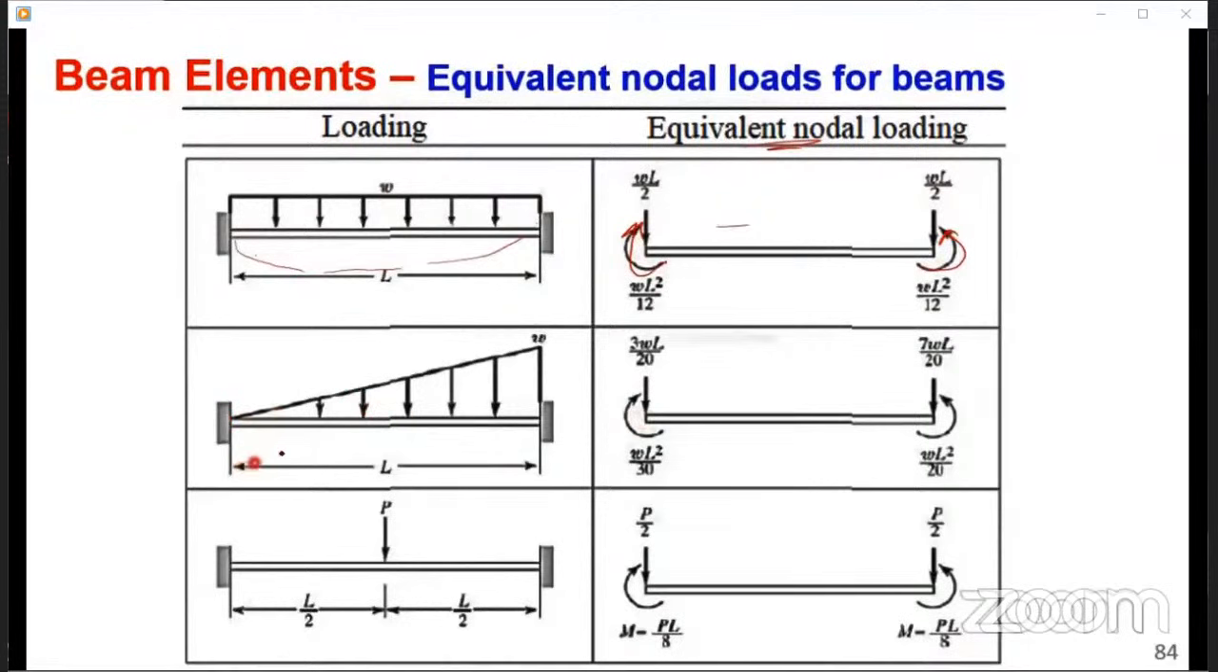And I'm giving other examples here when we have maybe a UDL, but it's varying. So these quantities are just a reminder, you can obtain them from textbooks. Then when we have a point load, we can introduce a node here. But again, if we do not want to have two elements, we just want one element, we can resolve this point load and take it per support. This is what it says here. We divide it by two and then the moment is obtained like this.